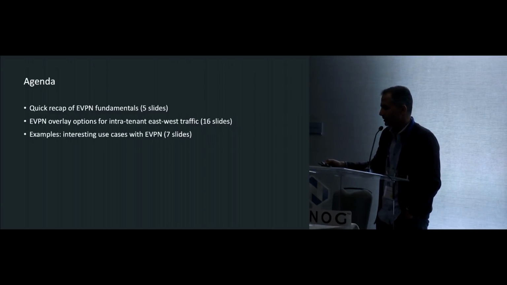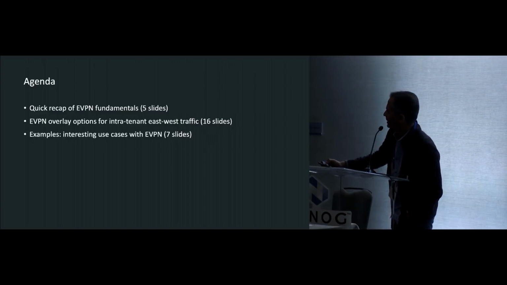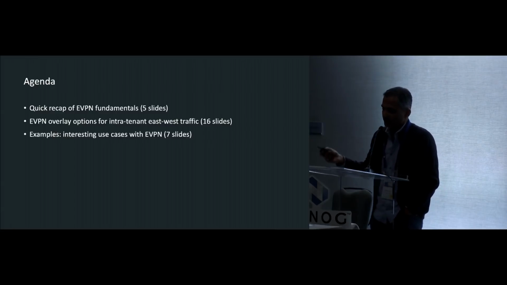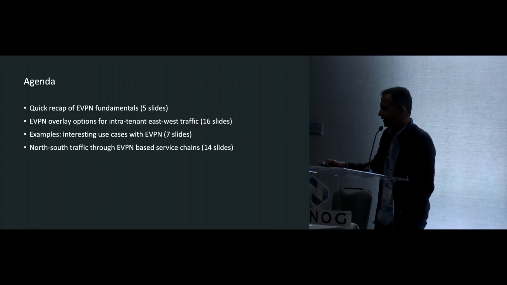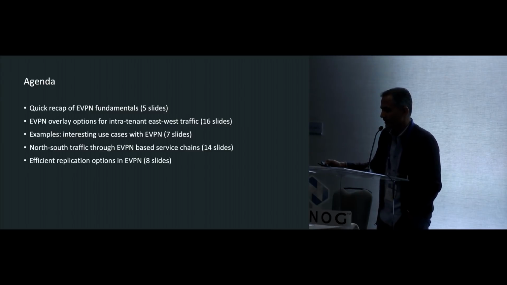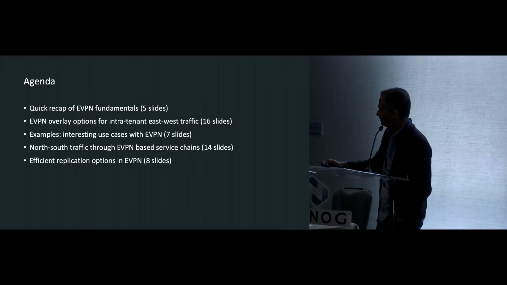And then we will move on to some interesting use cases I want to cover that highlight some of the building blocks that we will talk about in lesson number 2. And then in lesson number 4, we will talk about north-south traffic flows using EVPN-based service chains, using the building blocks that we cover in lesson 2. And then finally, if we have time, we'll talk about some interesting efficient overlay replication options in EVPN.